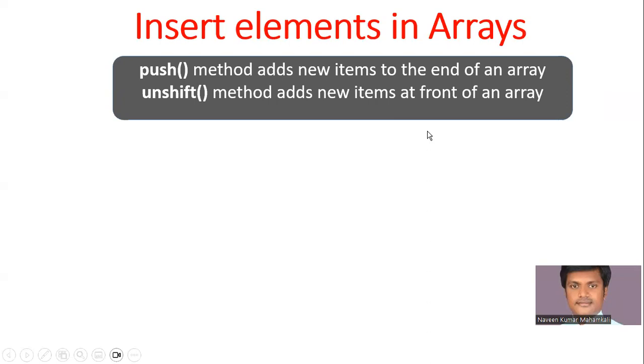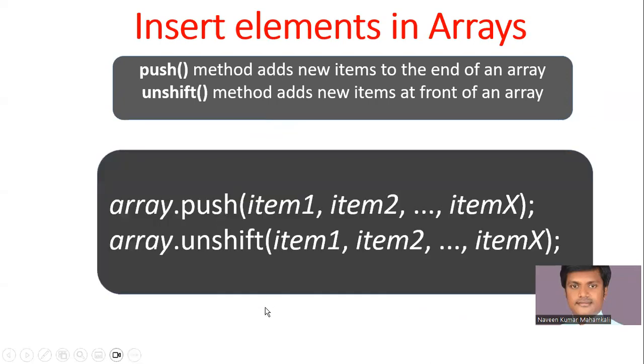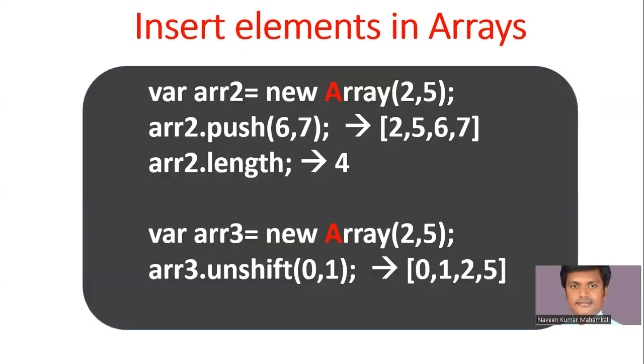But try to see the syntaxes. You can see the syntax here: array dot push item 1, item 2, and so on, n number of items to be inserted. The same syntax for unshift also. We can pass n number of arguments, n number of elements to be inserted as arguments. We'll try to understand with an example. Have a look at the example.